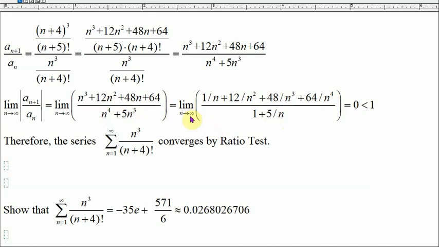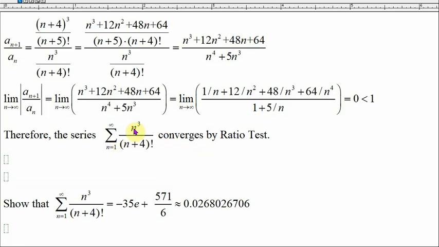And then we can see that as n approaches infinity, each term here will approach 0, and the 5 over n also approaches 0. So for the whole thing we get 0, which is less than 1. So the limit of the ratio a sub n plus 1 and a sub n as n approaches infinity is less than 1, and therefore by the ratio test, the series with the expression n to the third over (n plus 4) factorial converges.